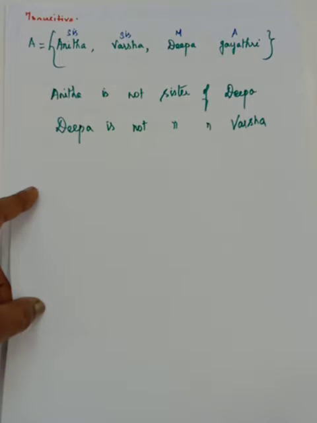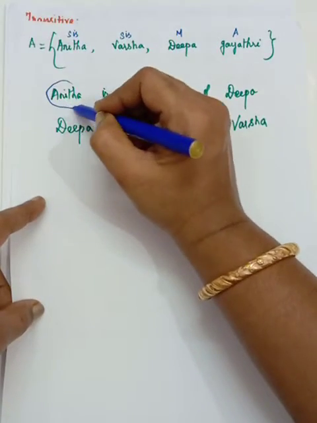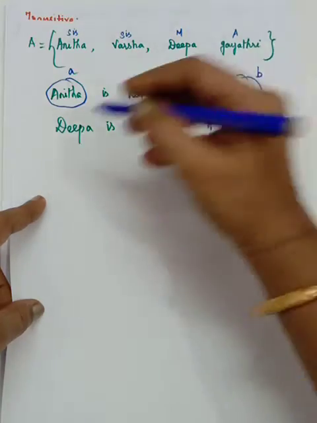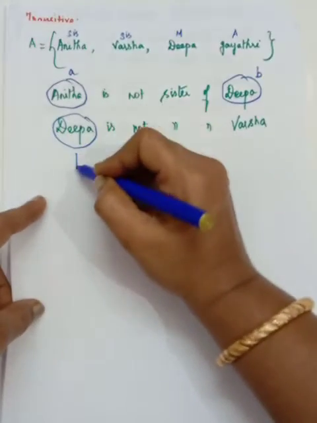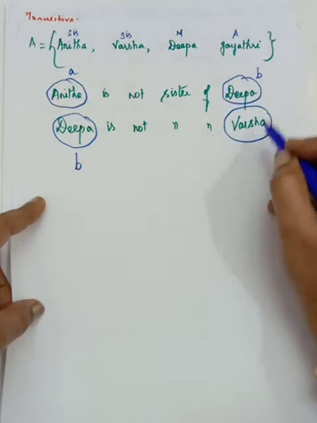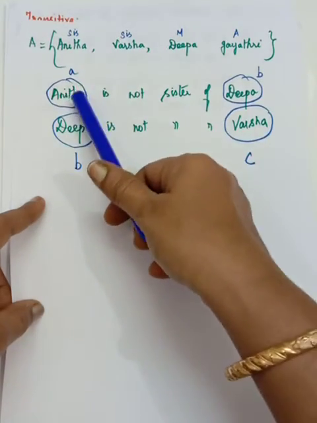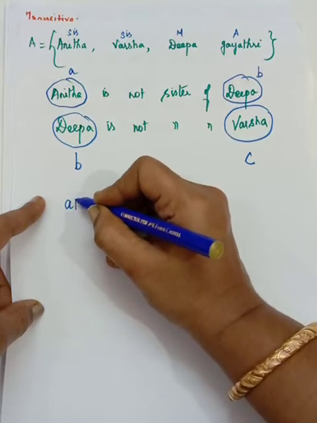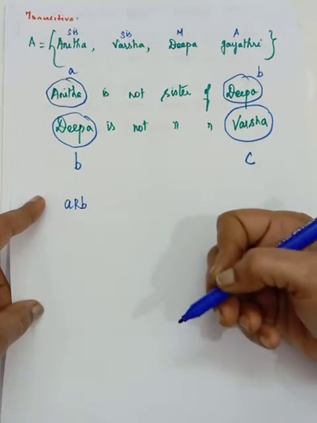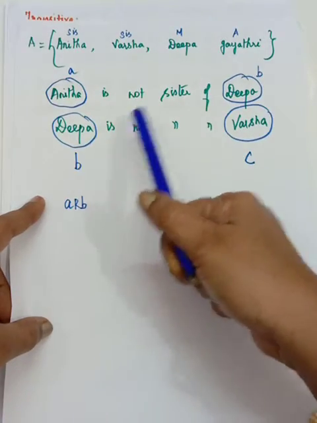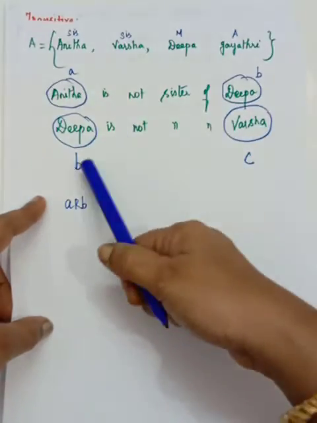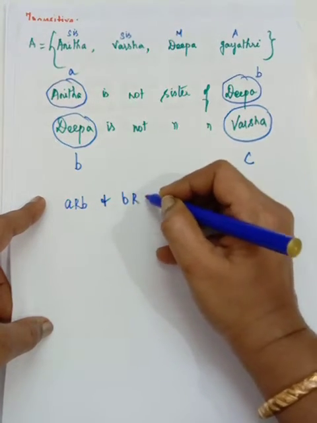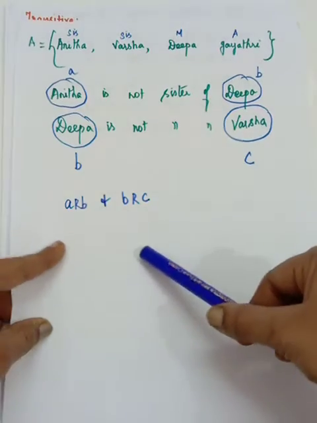Okay, so see now, Anita, if you consider it as A and Deepa is B, and Varsha is C. So here I have written A is not a sister of B. So I have taken A is related to B according to this problem. And B is not a sister of Varsha. B is not a sister of C. So we have taken one more: B is related to C. These two conditions I have taken.